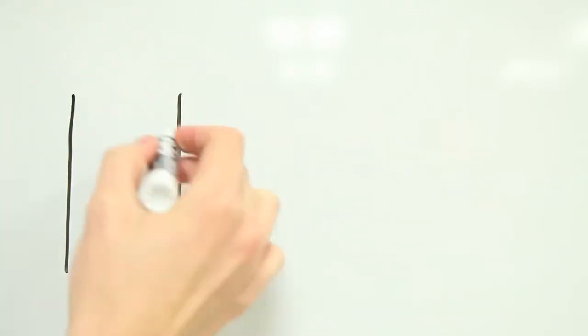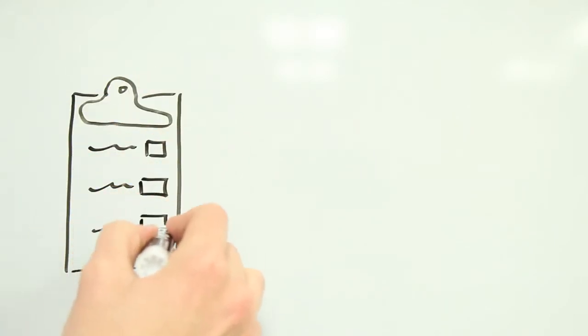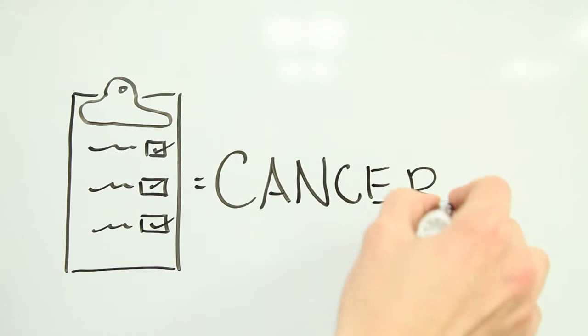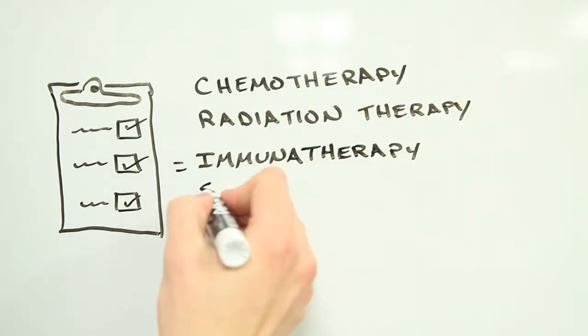So let's go back to that scenario. Imagine you're with your oncologist, who after a few tests sits you down and says you have cancer. You hear these words and your mind goes blank. You think it's a death sentence. Hypothetically, your doctor then starts to go over your treatment options. You hear words like chemotherapy, radiation therapy, immunotherapy, and surgery.